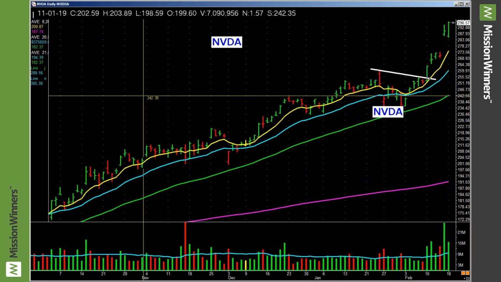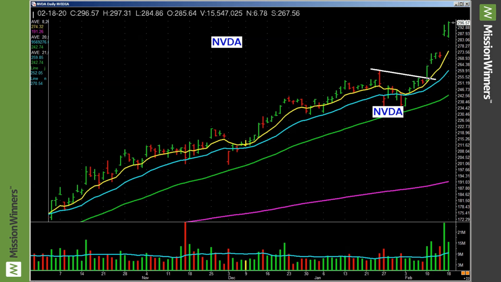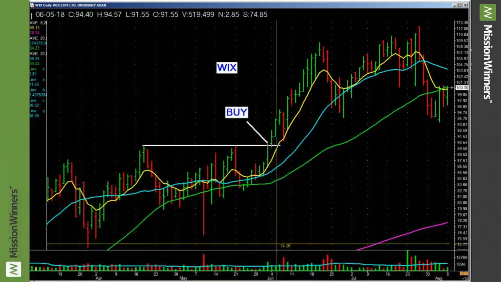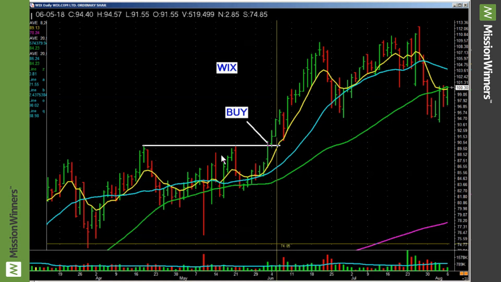The moral is this. Focus on simpler chart patterns. Nothing fancy, and you will increase your odds of consistently making money. I'll show you a couple more examples here. I'm going to slide this into the window. There's Wix, past key list stock.